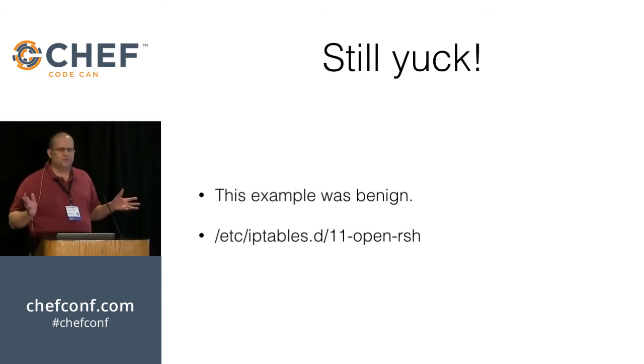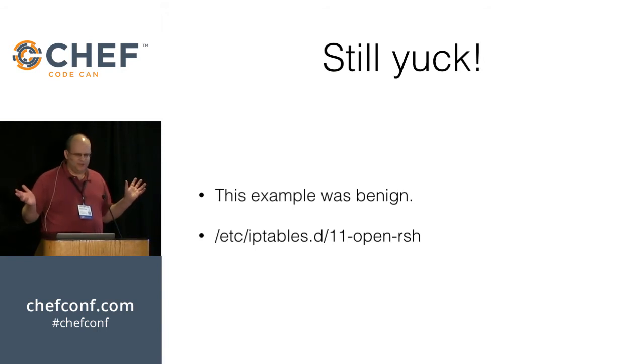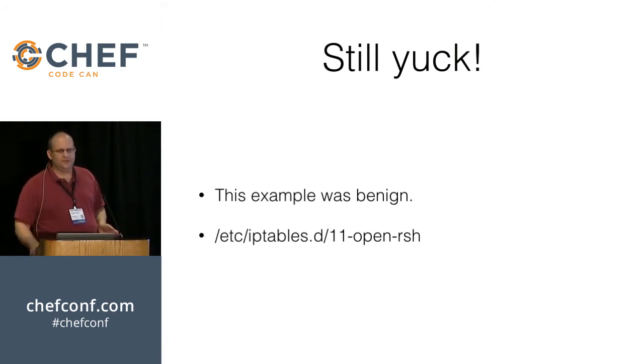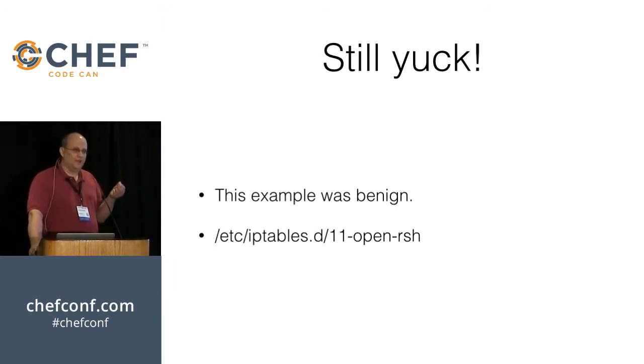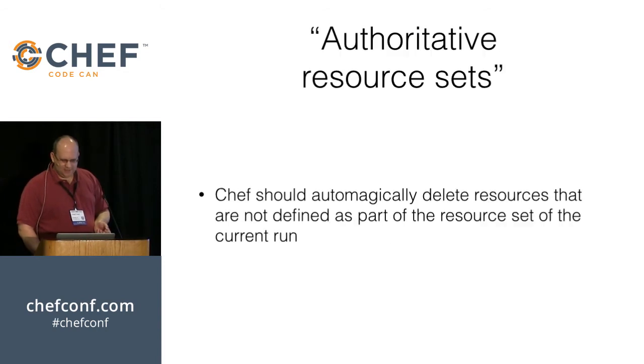Now, this example was pretty benign. So what if you get extra email? What if you did something stupid for internal testing and opened up RSH? That's probably something you don't want to keep around. You kind of want that there when you're doing Qualys scans to make sure that you are actually catching these things, but then you turn it off. So this leads into the notion of authoritative resource sets.